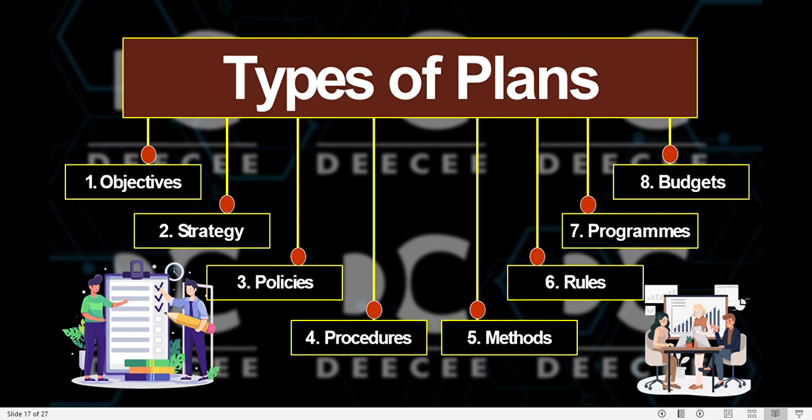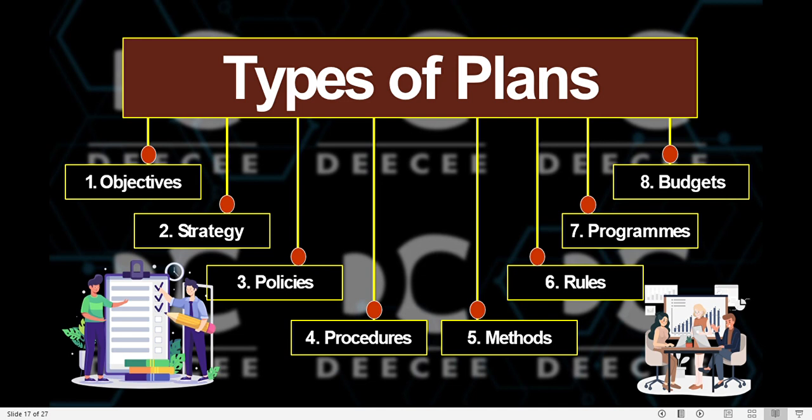So, types of plans: objective, strategy, policy, procedure, method, rules, programs, and budgets. So, what is the objective? Objective is neither a single use nor a standing plan. The first step of planning is to set an objective. So, an organization might have an objective that I am going to increase the sale by 6% or 5%.